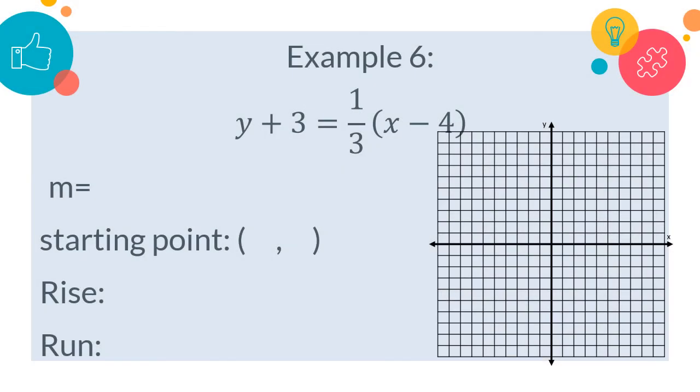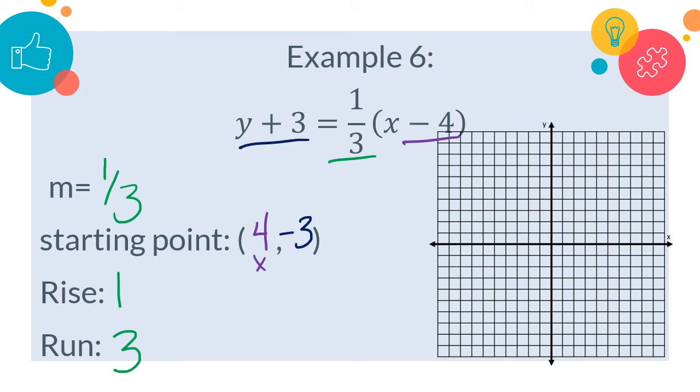All right, I'm going to go a little quicker through these. The m is 1/3 because it's the number in front of x. Therefore, my rise is 1, my run is 3. For a starting point, for my x, I'm subtracting 4. I'm going to write positive 4. For my y, it says plus 3 to the y. I'm going to write minus 3. My starting point is 4, -3. Look where that is. Right 4, down 3. That's my SP, starting point.